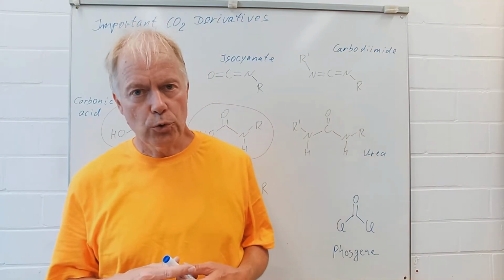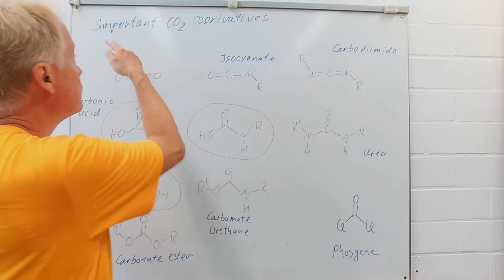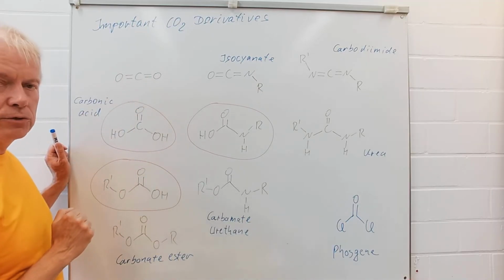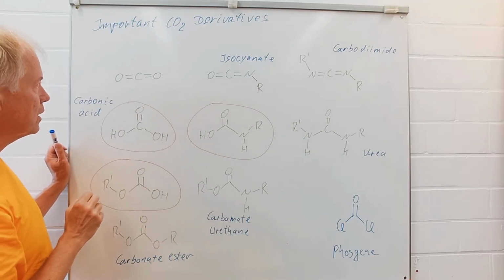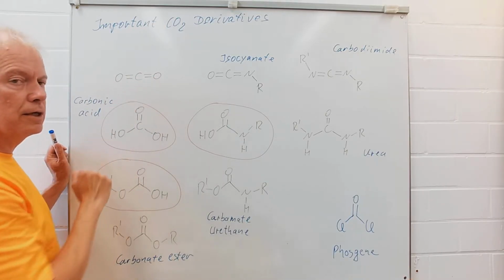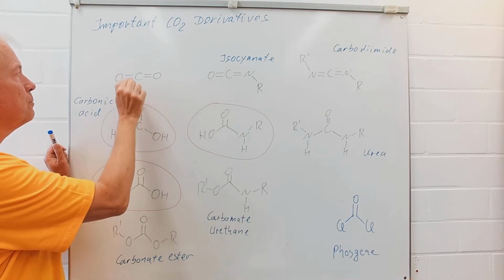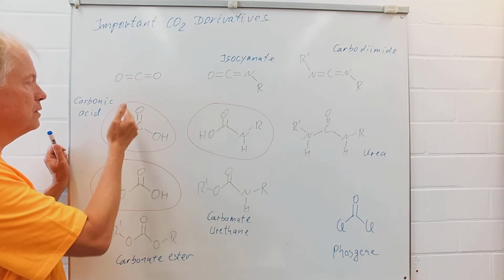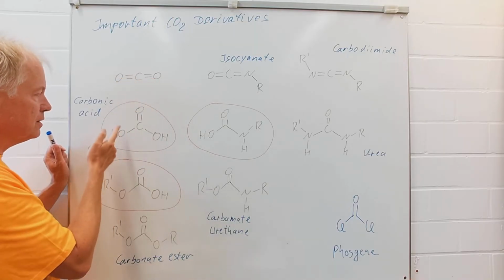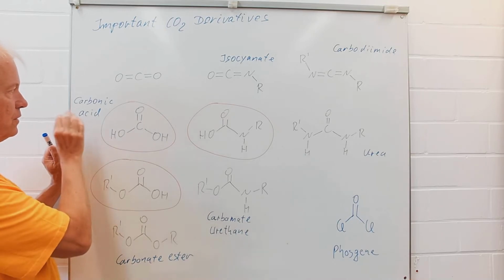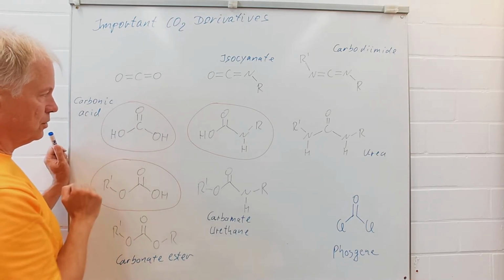In today's tutorial we will have a look at important CO2 derivatives. Here we have the molecular structure of carbon dioxide, and as you certainly know, it has linear geometry. If we press this into water, then in equilibrium water will be added and we will have this structure. This is carbonic acid.